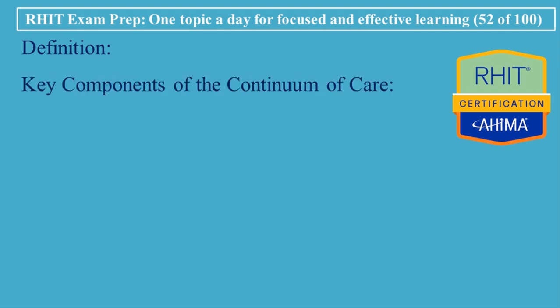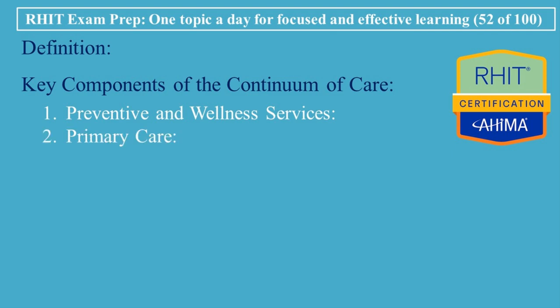Key components of the Continuum of Care. 1. Preventive and Wellness Services. The continuum of care begins with preventive and wellness services aimed at promoting health and preventing illness. This includes health education, screenings, vaccinations, routine checkups, and lifestyle counseling to help individuals maintain their health and prevent the onset of chronic diseases.